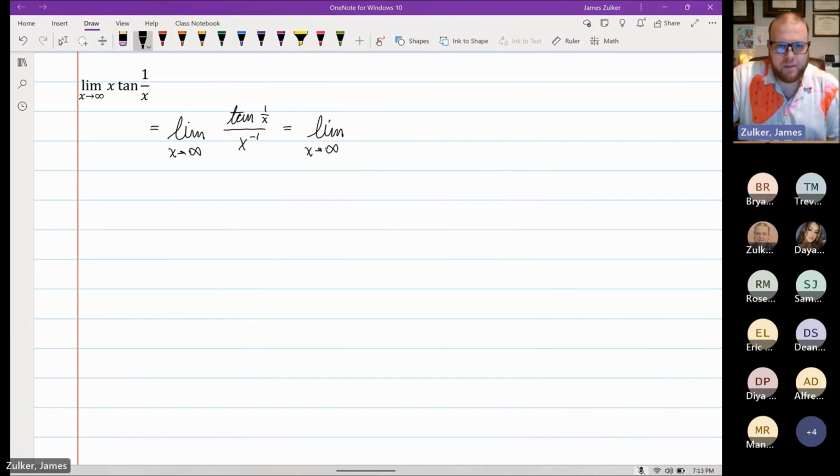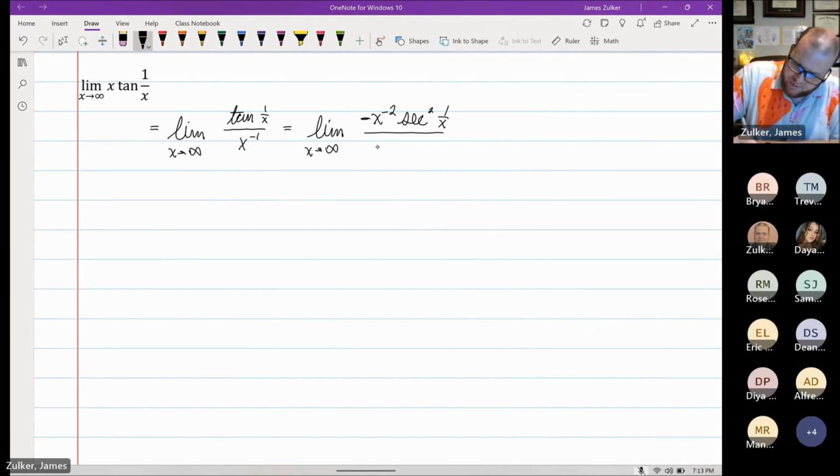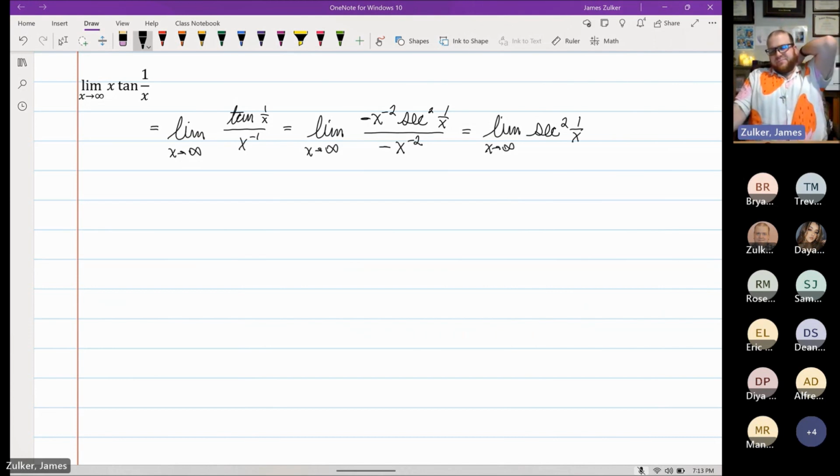Derivative of the numerator function, right? u prime times secant squared of u. So we want the derivative of 1 over x, which is negative x to the negative 2. Then secant squared of 1 over x, all over negative x to the minus 2. This just leaves us with the limit of secant squared of 1 over x, which is 1.